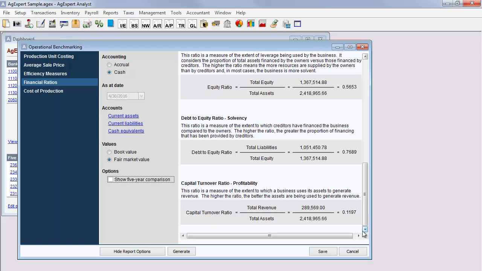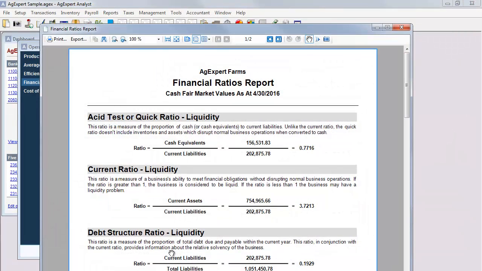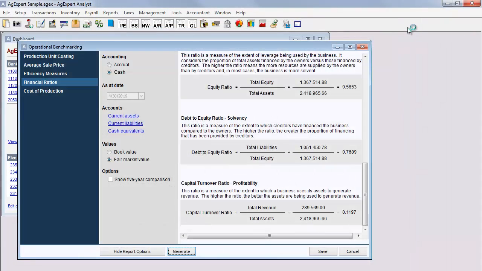Click Generate to view a printable report. Click Save to save your current report options, or Cancel to close the operational benchmarking dialog window without saving.